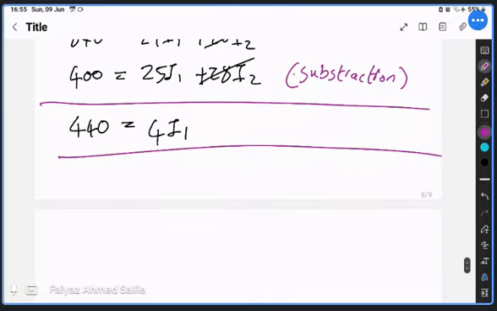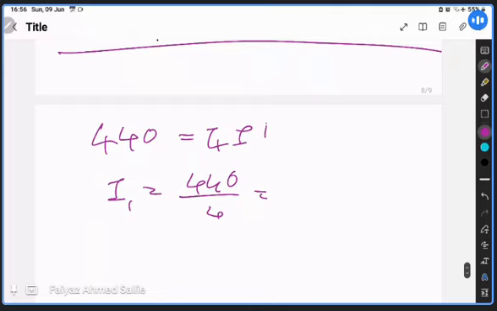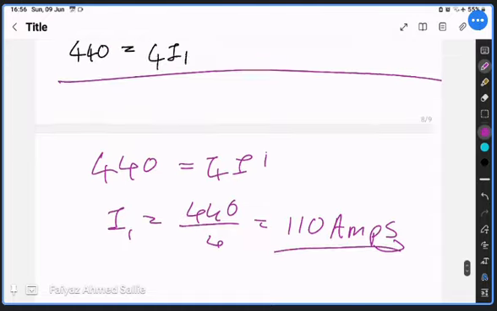So 440 equals 4 I1. We can see that I1 is equal to 440 over 4. So I1 is equal to 440 divided by 4. So we're getting I1 is 110 amps. Let's look at the memo. The memo says I1 is equal to 100 amps. So we made a mistake somewhere.